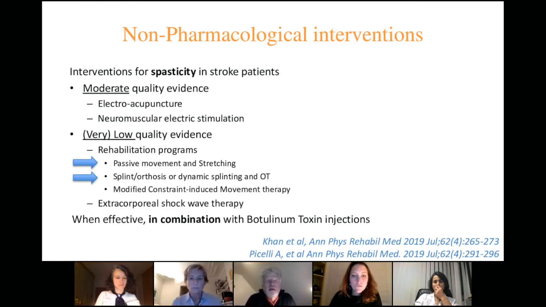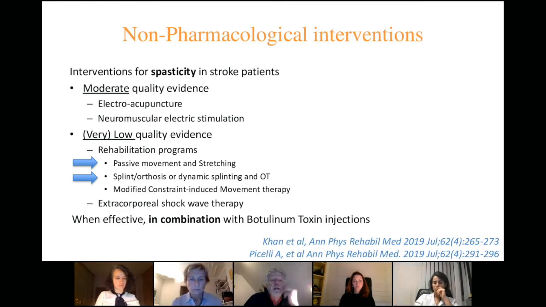Interestingly, non-pharmacological interventions have emerged or have been reassessed recently. These interventions might be effective in treating spasticity, usually not as a standalone treatment, but most of the time in combination with a botulinum toxin injection. Still, the level of evidence with these interventions is quite limited, and you see that in the papers that review the effects, the evidence is considered moderate for acupuncture and for functional electrical stimulation.